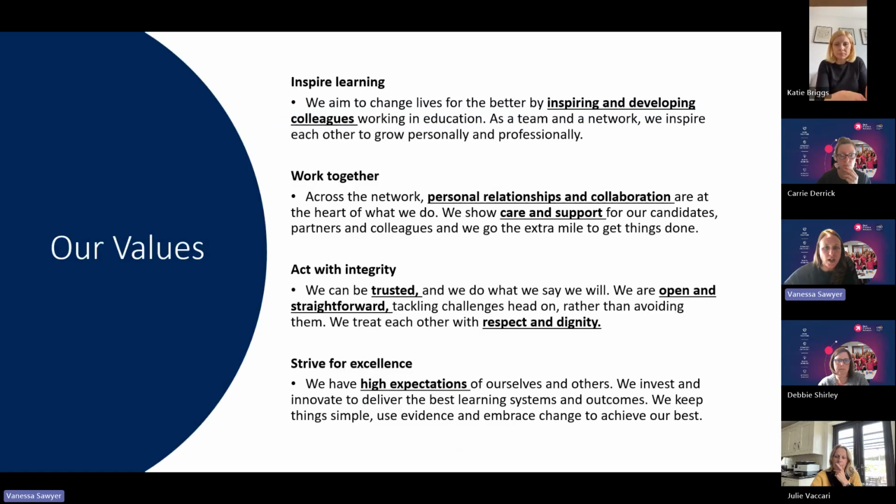Just to reiterate, our values around inspiring learning, the collaboration element of working together, and those relationships that we're forming with all the different stakeholders that we work with. The integrity, so ensuring that we're always acting with respect and dignity. There's also transparency and openness, and that we're striving for excellence with high expectations.